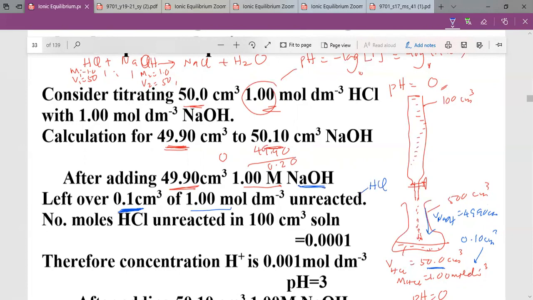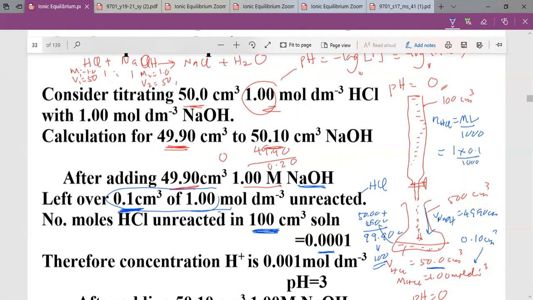So how many moles of HCl are there inside this total volume? The total volume is 50.00 plus 49.90, which is 99.90, very near 100. So we use 100, it's easy to calculate. Remember, number of moles of HCl unreacted equals MV over 1000. M is how much? Original one is 1. What's the volume? 0.1 over 1000.